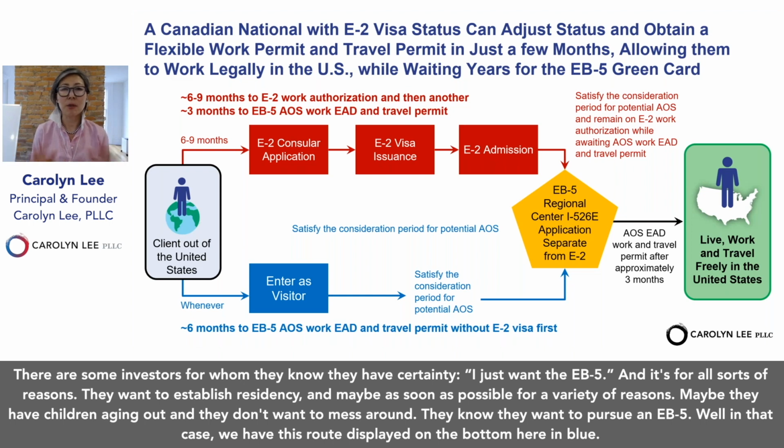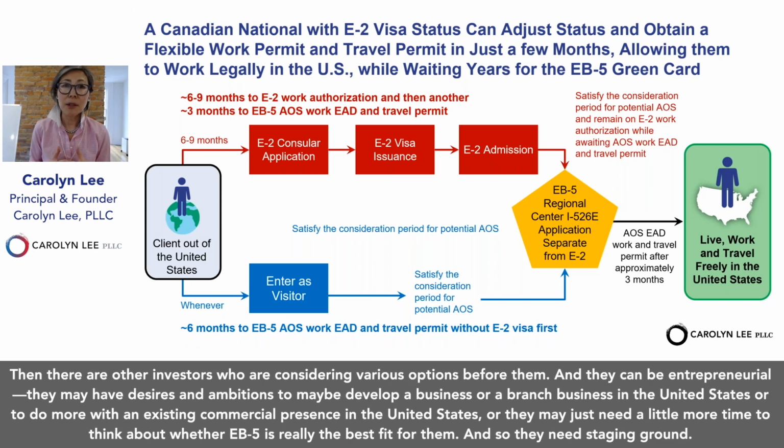And it's for all sorts of reasons. They want to establish residency, maybe as soon as possible, for a variety of reasons. Maybe they have children aging out and they don't want to mess around. They know they want to pursue an EB-5. Well, in that case, we have this route displayed on the bottom here in blue.